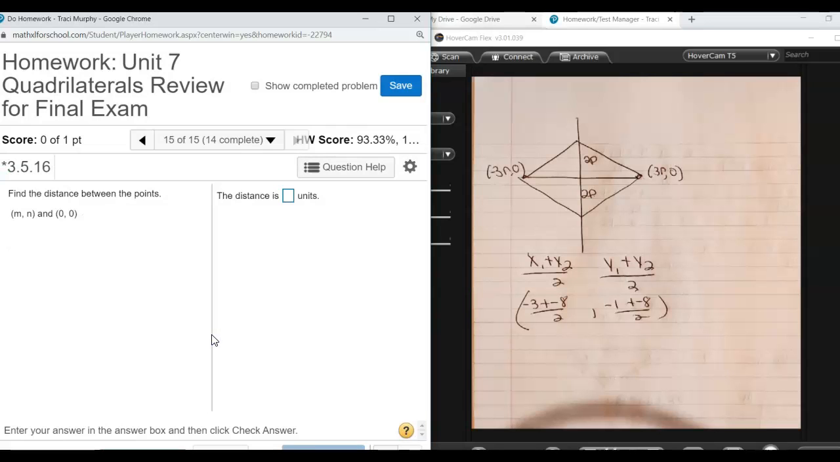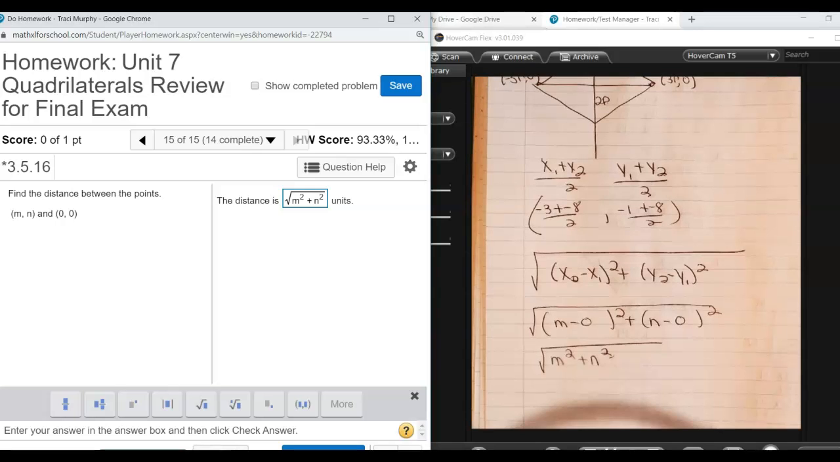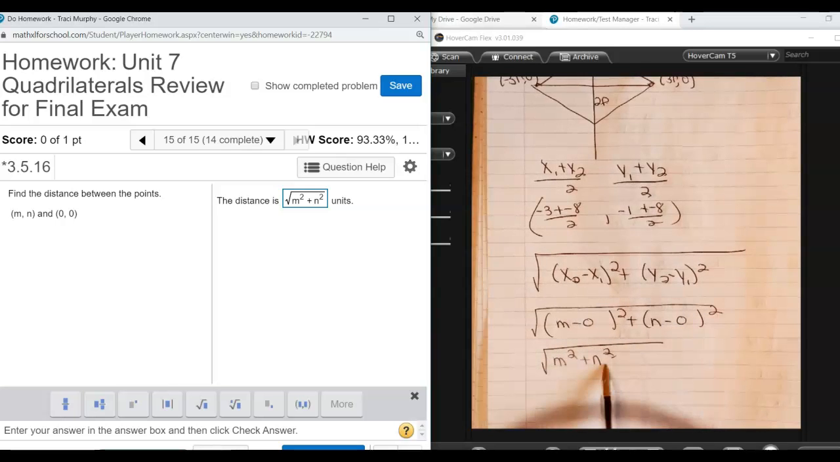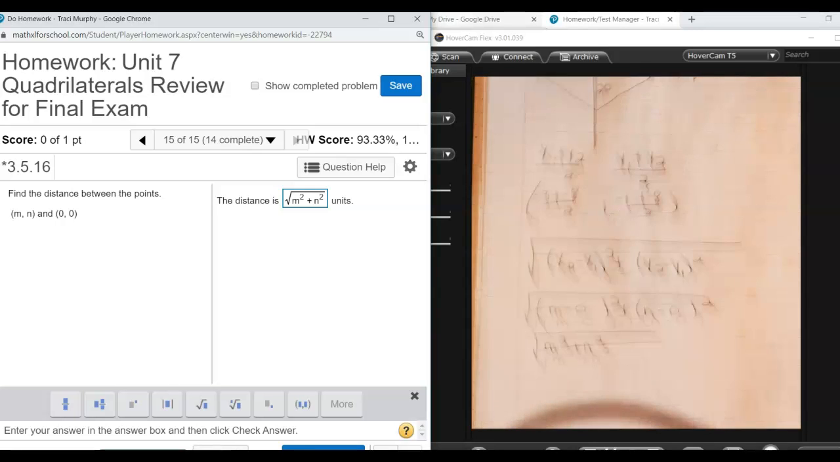Okay, the last one they want us to do is find the distance. Your distance formula is on your formula sheet. So I took x minus x and y minus y. m minus 0 is m, squared is m squared. n minus 0 is n, and n squared is n squared, and that's as far as I can go.